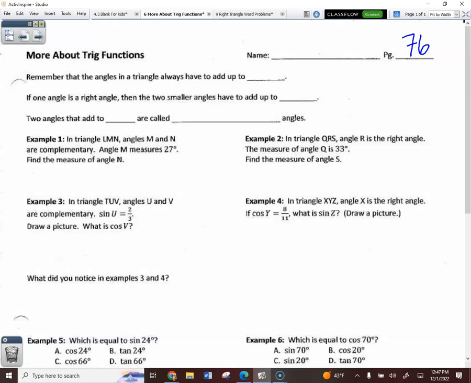So the front of this paper is wrapping up your understanding about right triangles, okay? Let's refresh your memory on some stuff. Remember that the angles in a triangle always have to add up to 180 degrees.